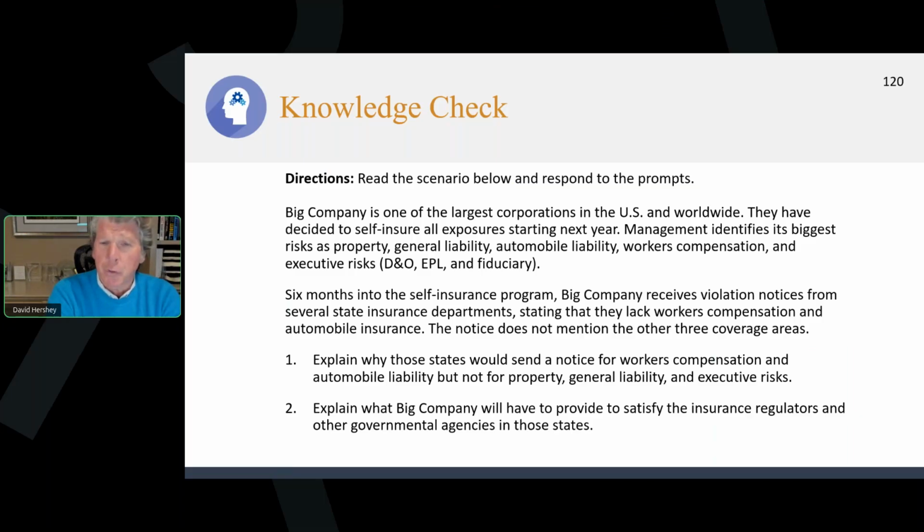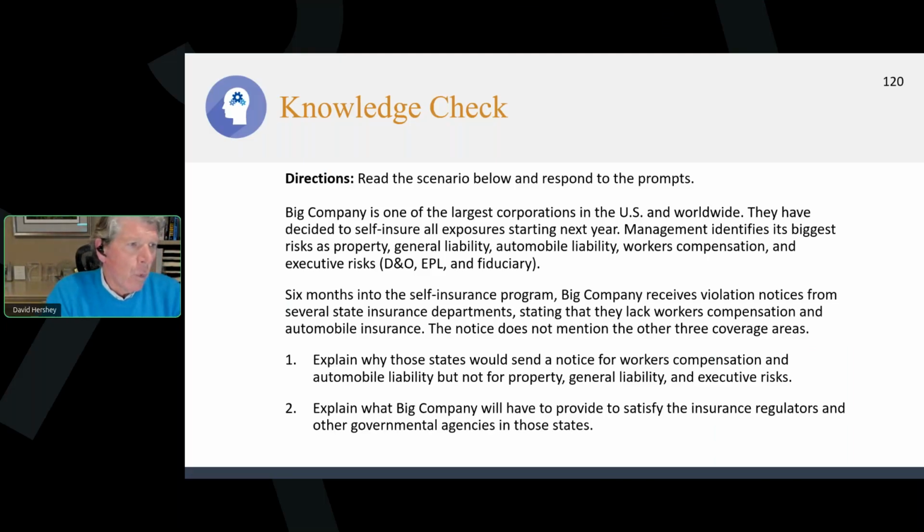Six months into the self-insurance program, big company receives a violation notice from several state insurance departments stating that they lack workers' compensation and auto liability coverage. The notice does not mention the other three coverages. Why? Now come on, this is a layup for you guys. We're in the home stretch. Let's go out with a bang.